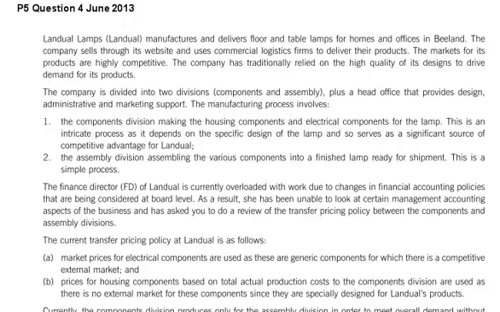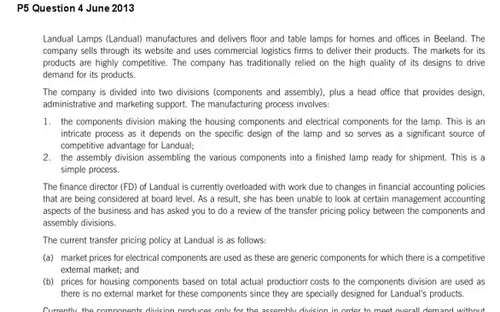This is the 2013 question 4, P5 question, Landau Lamps. To get the best from this presentation, you ought to download the question and perhaps the answer from the ACCA site. If you haven't done that, it's suggested that you pause this playback and go and do that now, and then have a good read of the question and then come back to this presentation.